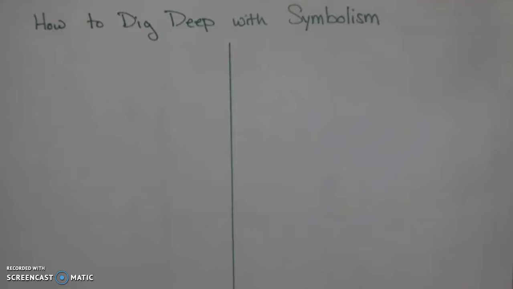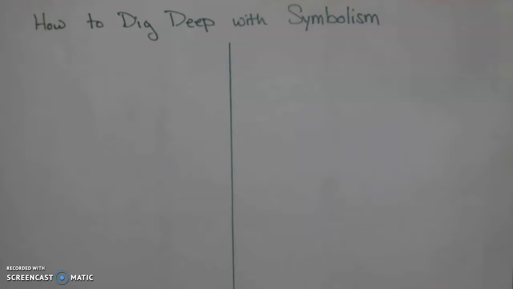Hello everyone, today we're going to talk about how to dig deep with symbolism. Now a lot of people know what symbolism is. They say, well, that's when you have a concrete object representing an abstract idea. And that's all well and good.